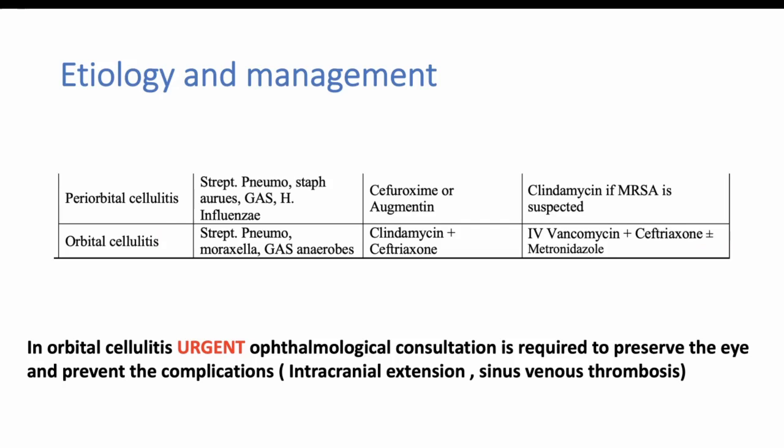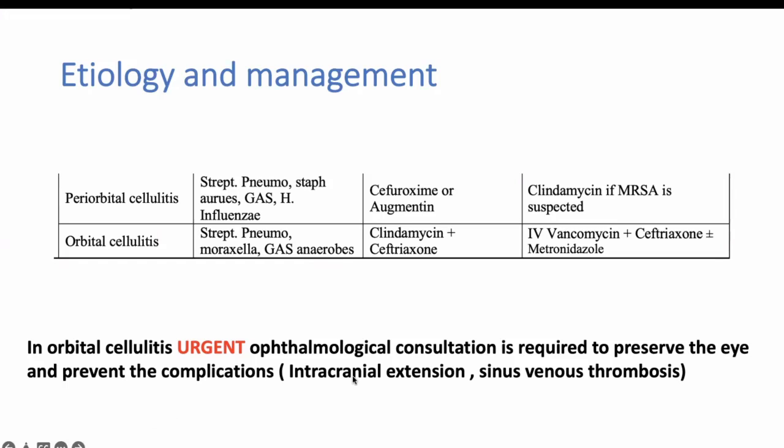So for periorbital you can give antibiotic orally. If the patient is ill in the beginning, you can start the course with IV, then finish it with oral, but usually it's outpatient management. For orbital cellulitis, you need urgent ophthalmological consultation to preserve the eye and prevent complications, plus IV antibiotic. The choice of antibiotic is not important, just remember the causative organism and the outline of management.